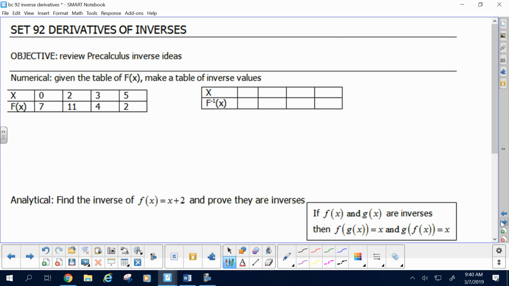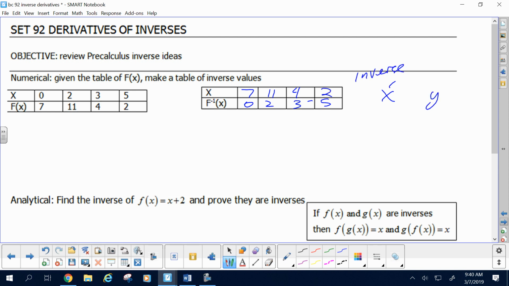Okay, boom. Give me the row of x's. X's. 0. No, wrong already. Go. Try again. 7, 11, 4, 2. And the y's are f inverses? 0, 2, 3, 5. The inverse is a switch of x and y.